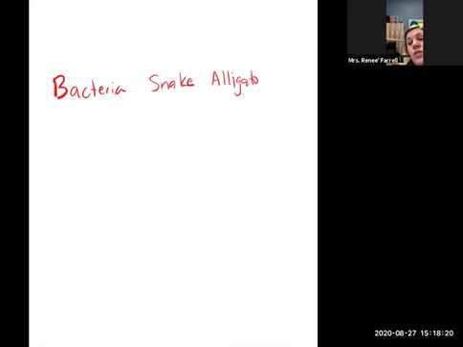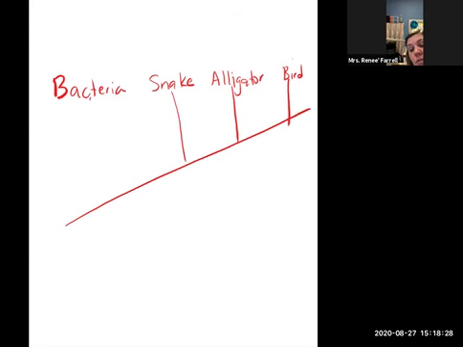So I'm just going to draw a quick cladogram, and I'm going to use just some random organisms on here. The first one I'm going to put down is bacteria. Then I'm going to put a snake. Then an alligator. And then a bird. And we're going to pretend this is a cladogram that we already have filled in, and we're looking for shared characteristics. Now, if I were to ask you which is more similarly related, the bacteria and the snake or the bacteria and the alligator, what would you say?